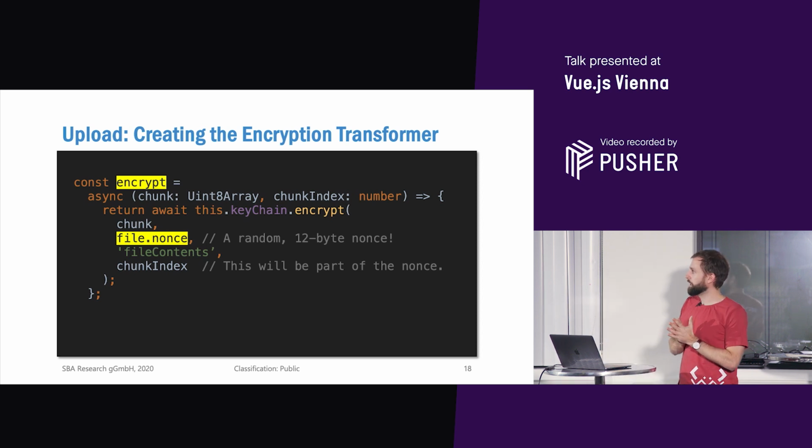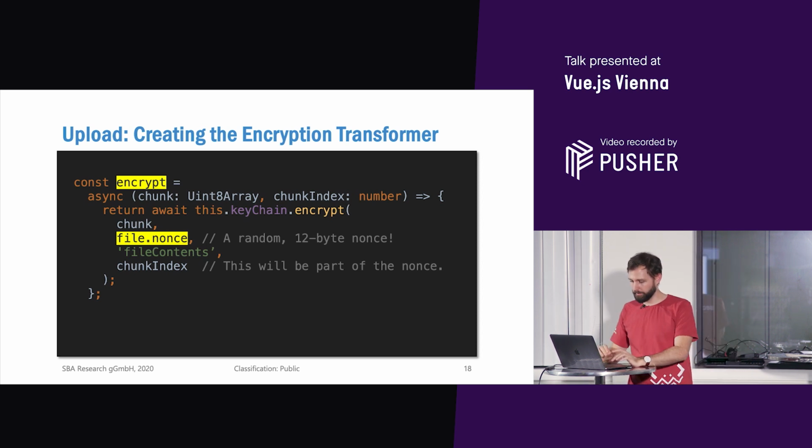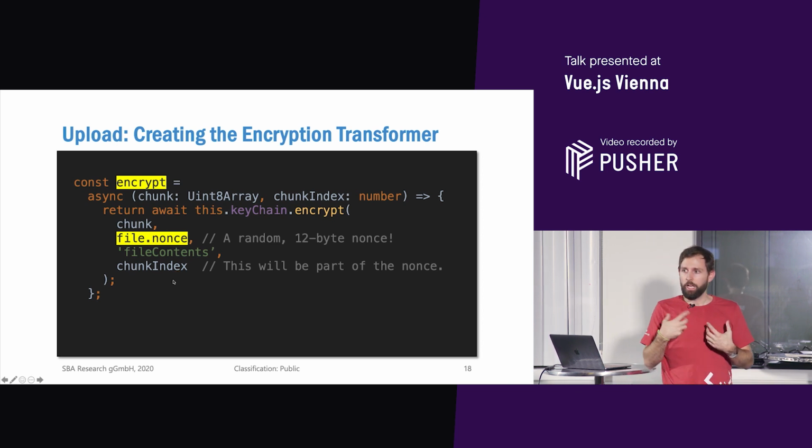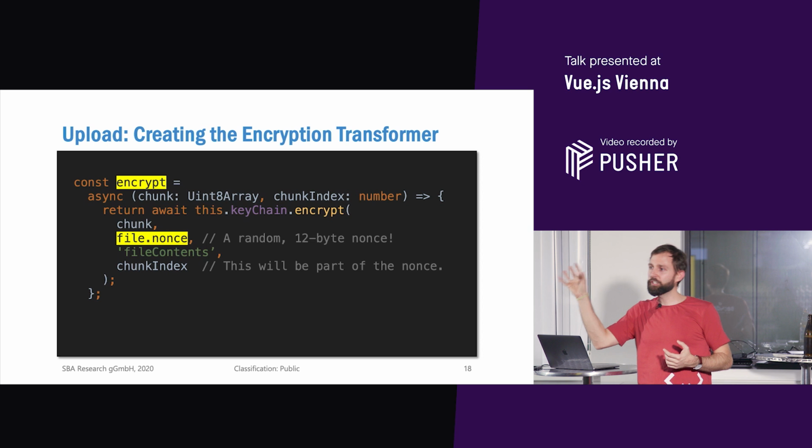Just one more note when it comes to encrypting files. So the encrypt function looks like this. Make sure to use a nonce. Nonce is short for a number used once. And make sure that the index of the chunk also is part of that nonce. That nonce is going to be used in AES as an initialization vector.